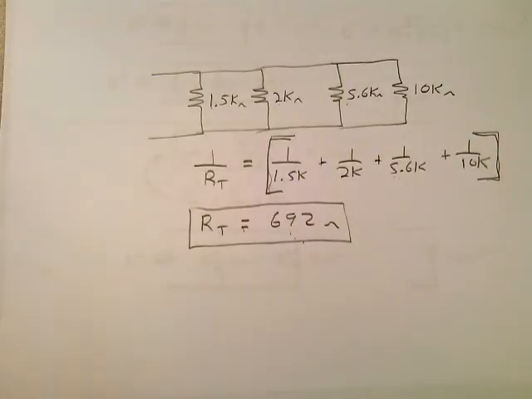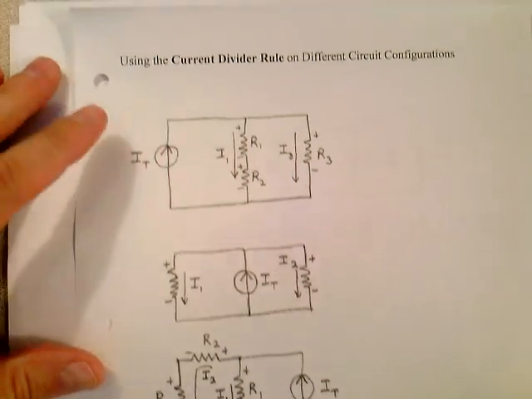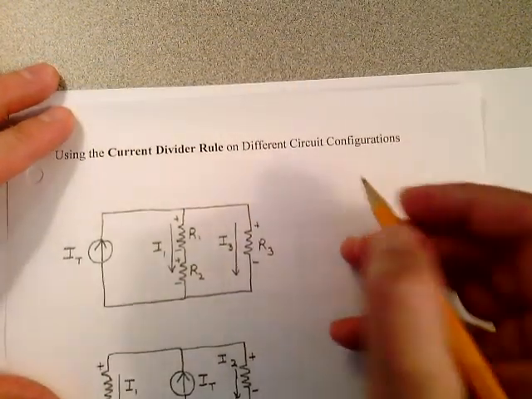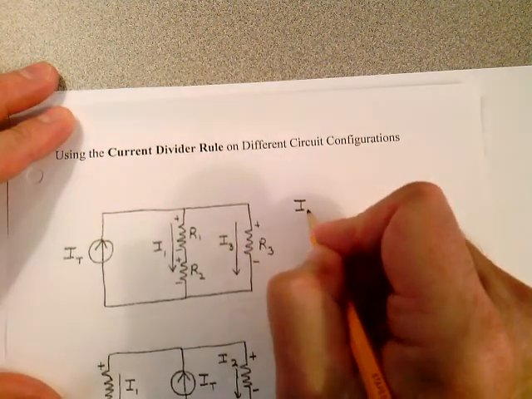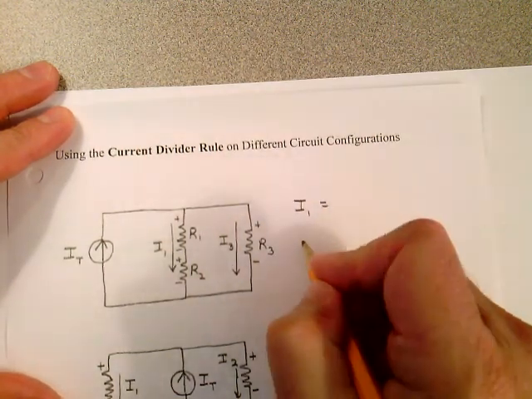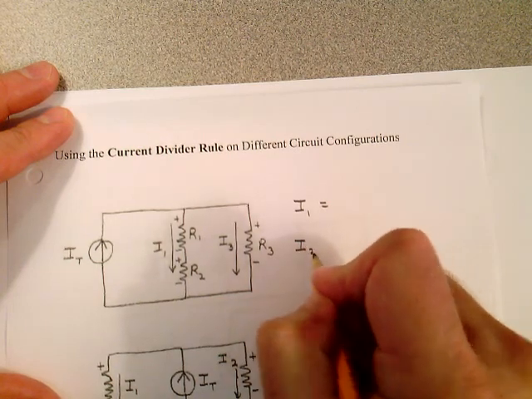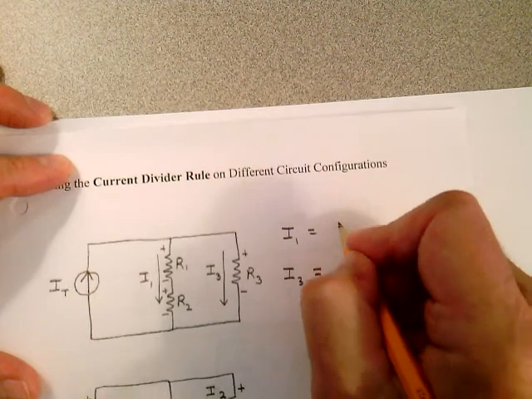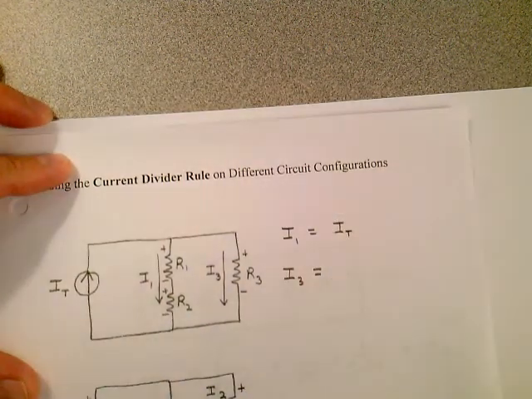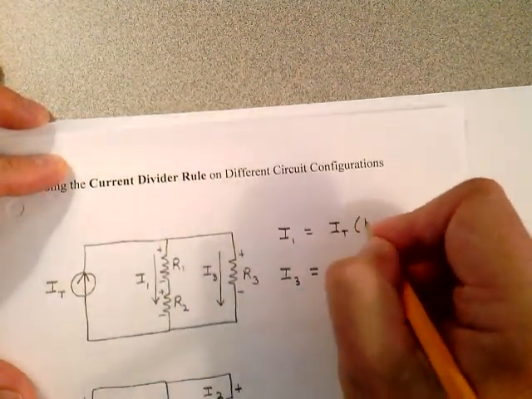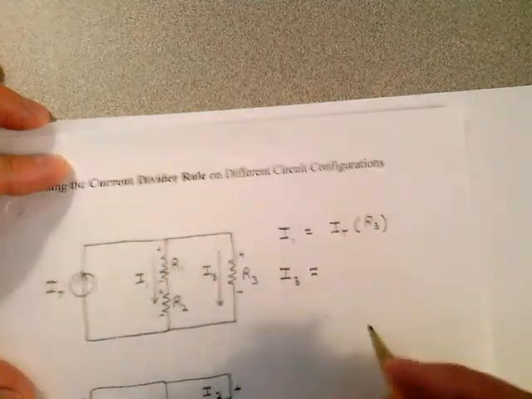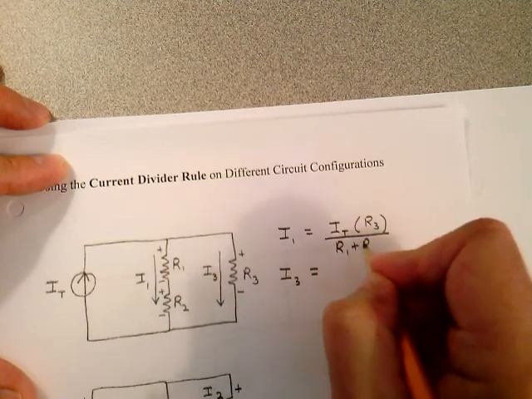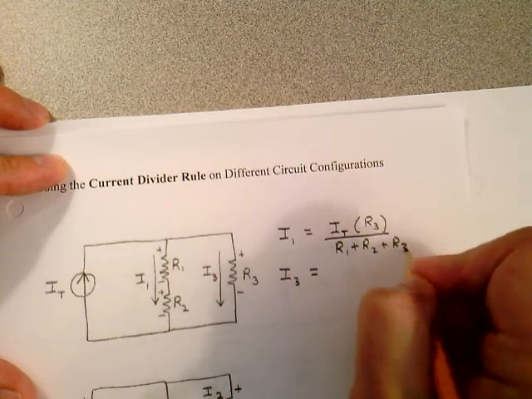Page 32, using the current divider rule on different circuit configurations. I want you to tell me what I1 is using the current divider rule here, and I want you to tell me what I3 is using the current divider rule there. I1 is equal to the total current, IT, times the opposite resistor, R3, divided by the sum of all the resistances, R1 plus R2 plus R3.